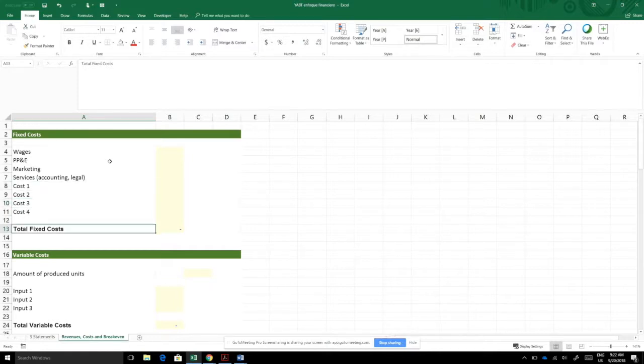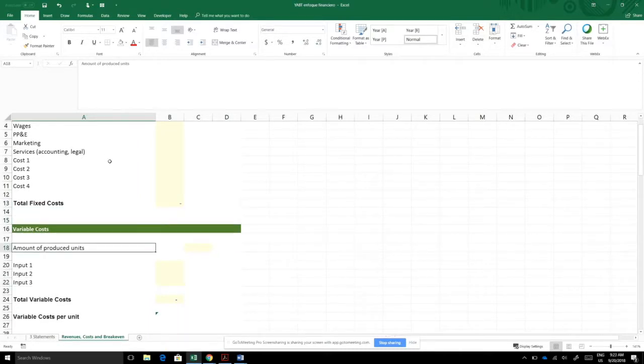And then you have your variable costs, and here you're going to put the amount of units you want to produce, and then the input you use for producing each of those units. So, for example, I will buy 300 units or something like that. And then this is just adding all of it up, and here it's automatic. It's going to bring up what your cost per unit is, based on the amount of units you said you were going to produce and all your variable costs.